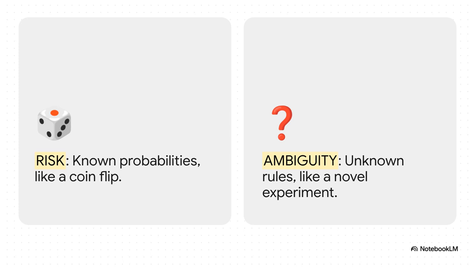Now, AI is a rock star when it comes to risk. You can teach it the odds of a coin flip, no problem, because the rules are clear. But ambiguity? Whoa, that's a whole different beast. That's when you don't even know what the rules of the game are. It's the messy, unpredictable nature of real life, and trust me, that is a way harder problem for an AI to get its head around.